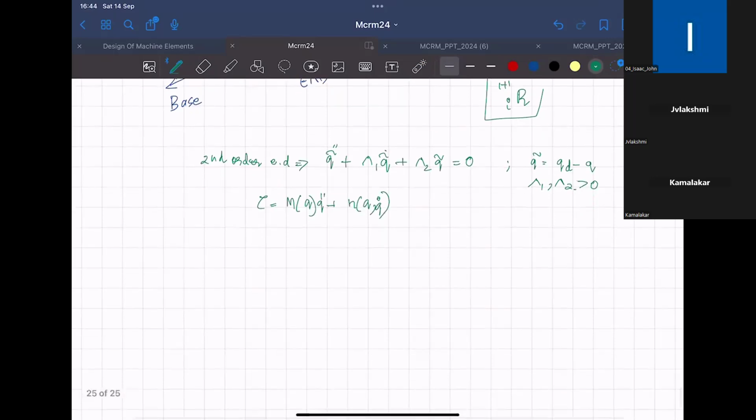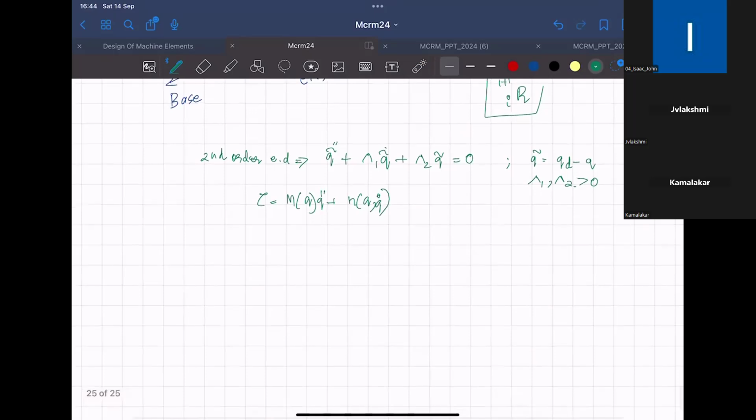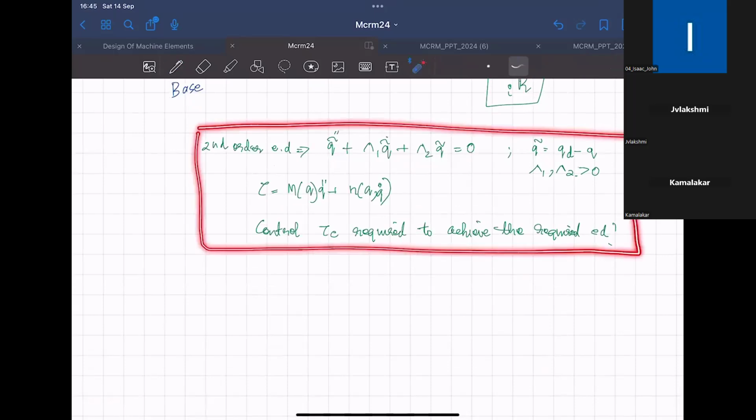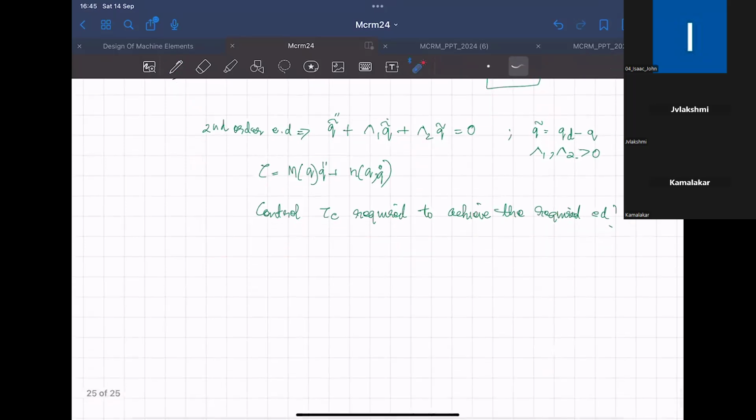So what is the control input tau c required to achieve the required error dynamics? That is the question actually. So this is straightforward, what we have discussed in the weekly session, and it is also a straightforward application of the computed torque control.